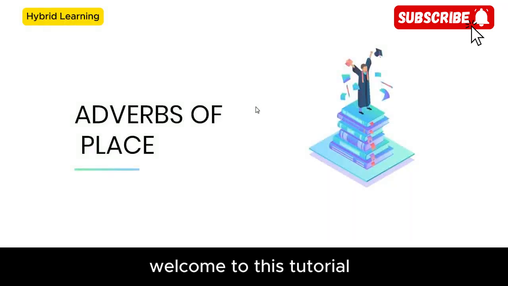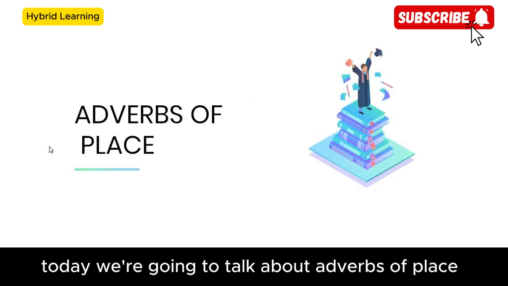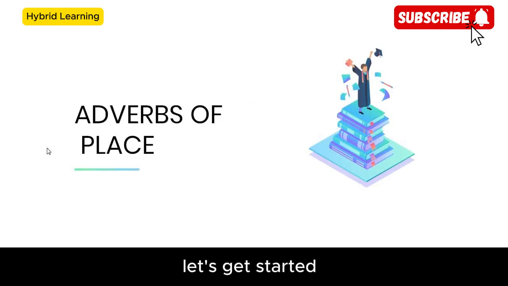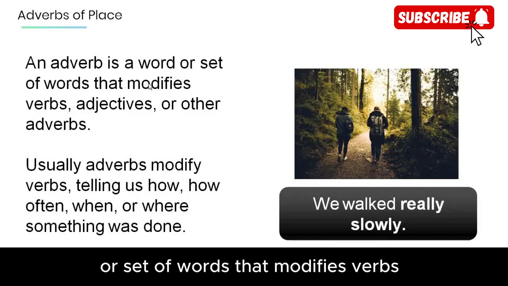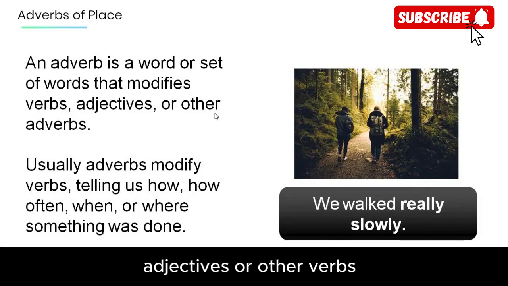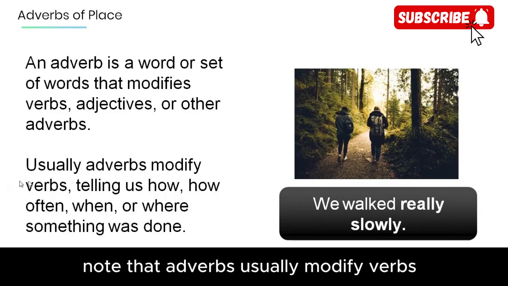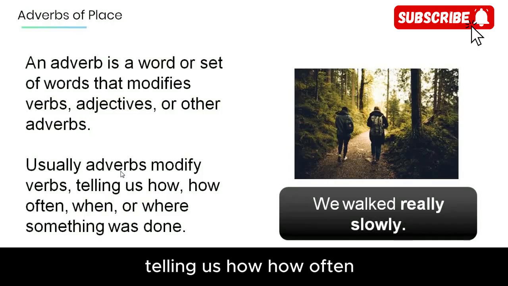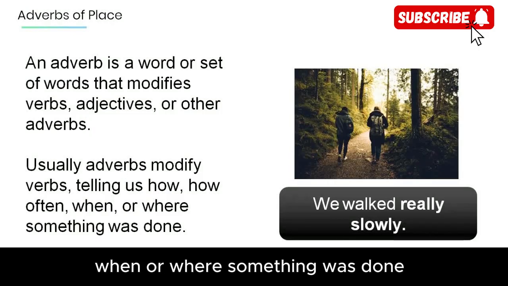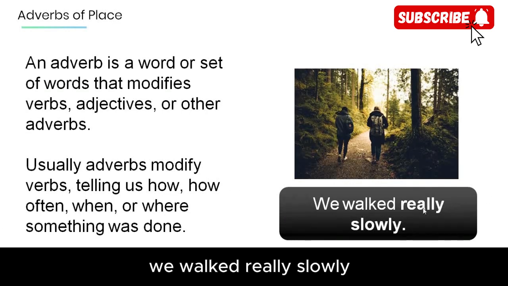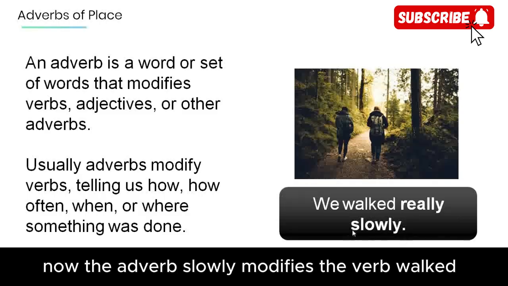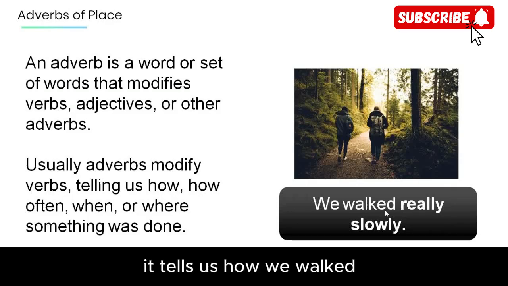Welcome to this tutorial. Today we're going to talk about adverbs of place. Let's get started. Remember that an adverb is a word or set of words that modifies verbs, adjectives, or other adverbs. Note that adverbs usually modify verbs, telling us how often, when, or where something was done. Have a look at the example over here. We walked really slowly. Now the adverb slowly modifies the verb walked. It tells us how we walked.